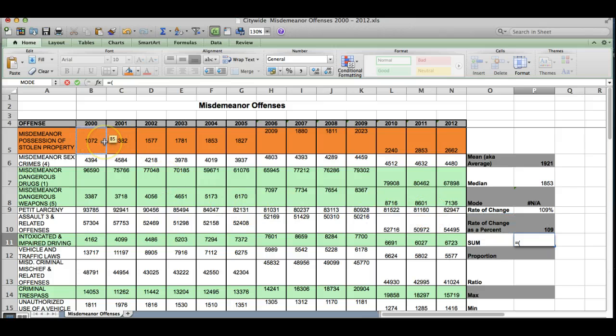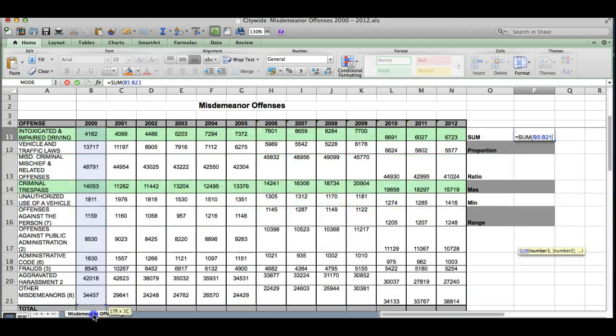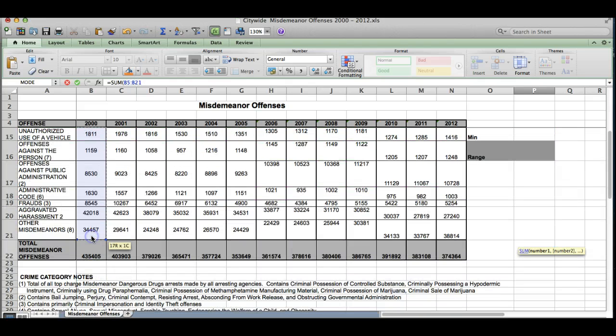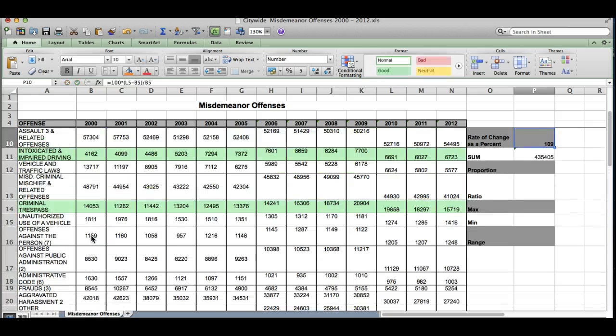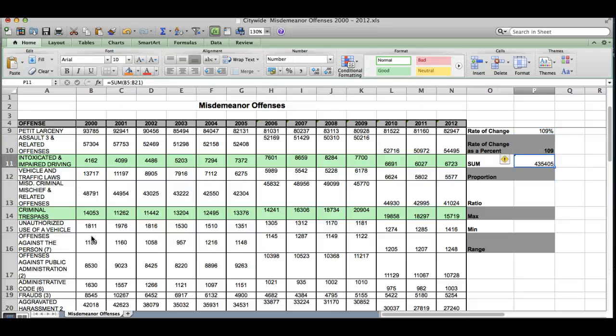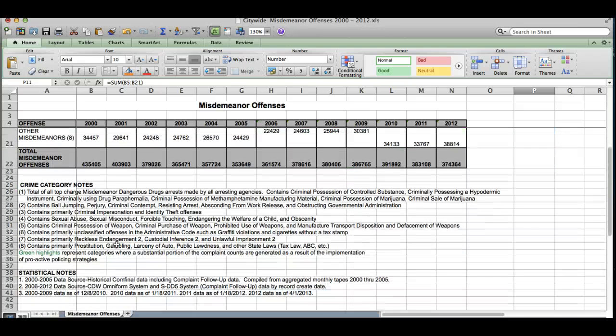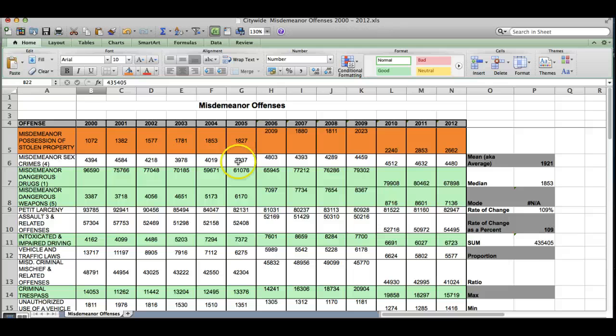So the calculation is equal SUM, open parentheses, and then you're going to select all of the values that you want to add up. In this case, I'm selecting all of the misdemeanors for 2000. I then close the parentheses and hit enter. We see that our number is 435405. If we scroll down here, we see the number is 435405. So Excel did add this up correctly.